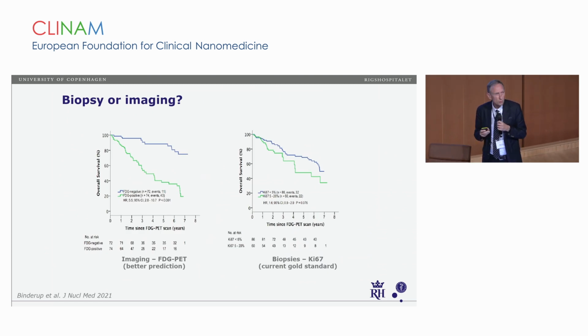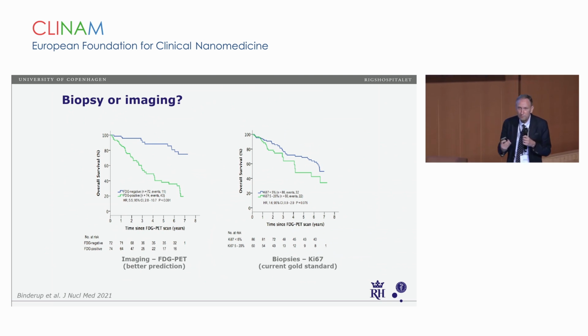And how good it is relative to the way it's actually done. So on the left, you see the image readout. To just say we stratify these patients in the avidity on the scan, then you get a hazard ratio that is quite high.